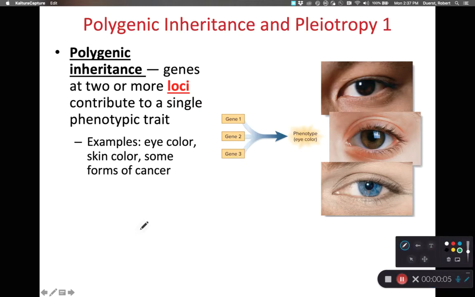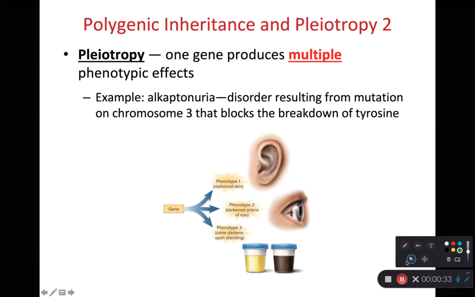Hi class, in this recording we're going to focus on some of the more complicated genetic instances of heredity in the human body. First we have polygenic inheritance. These are phenotypes that are controlled by genes at multiple loci, or multiple locations. Classic examples include eye color, skin color, and height, and some forms of cancer are even controlled by more than one gene at more than one location within our bodies.